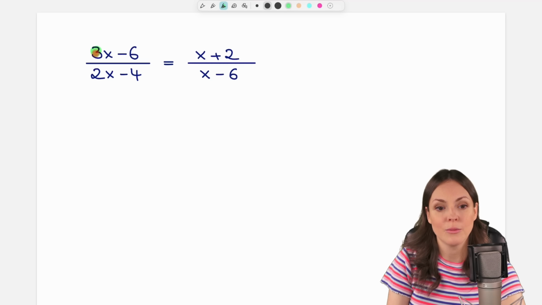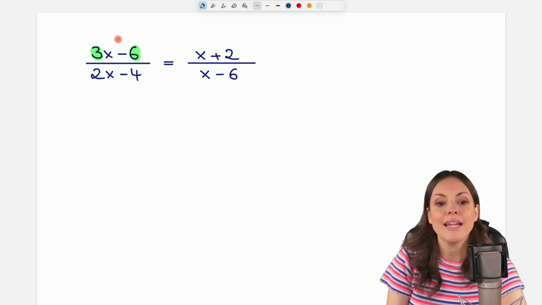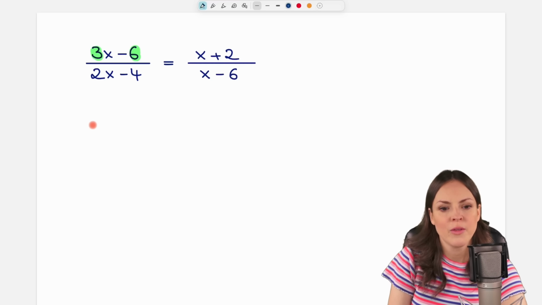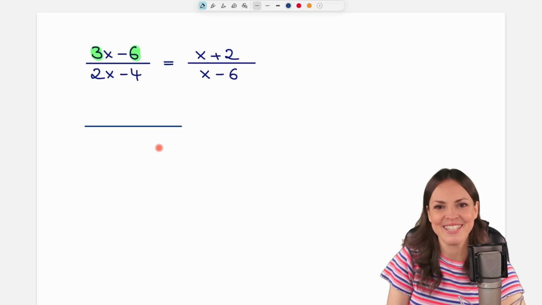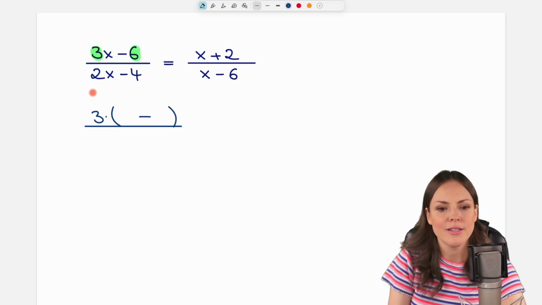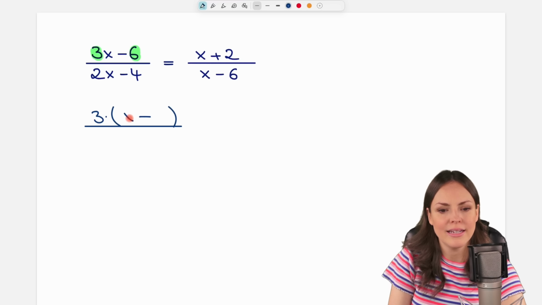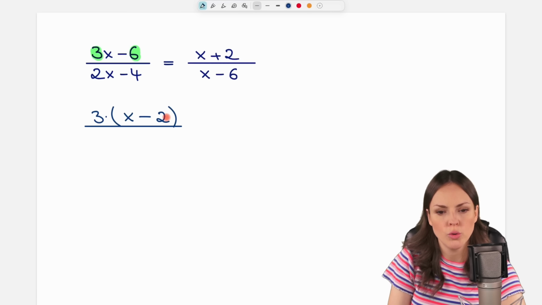For example, here we have a 3 and we have a 6, so both of these numbers are divisible by 3, so we could factor out a 3 and see what happens. You usually never know what happens, so just try your best and see what you can do then. Okay, let's factor out a 3 out of this difference that we have here. If we take out the 3, only x is left, and here 6 divided by 3 equals 2.